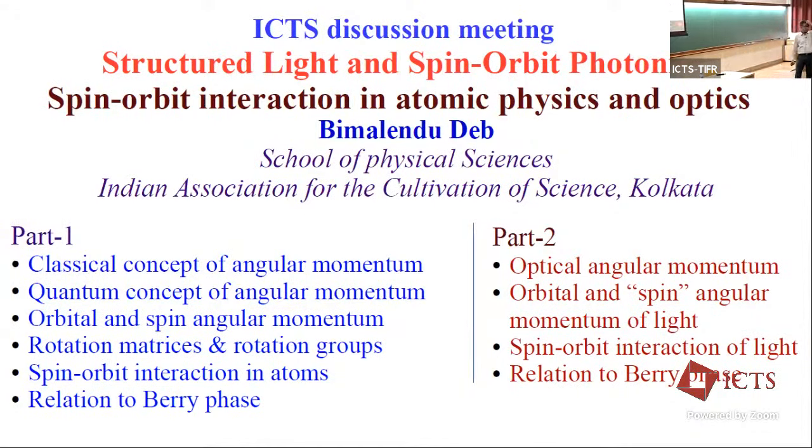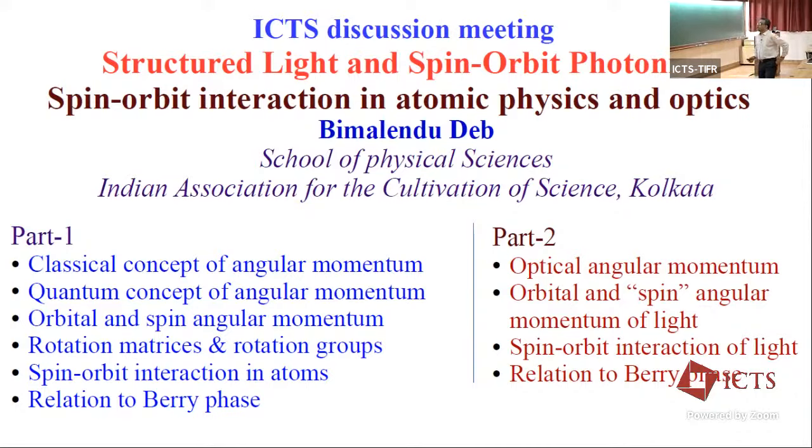So as you can see, the title is the basic introduction. I would keep my discussions at a very elementary level, at the level of master's students. Okay? So it's not for the experts. Spin orbit interaction in atomic physics: I would cover the atomic physics part in some detail, and then try to connect what we understand in atomic physics as spin orbit interaction. How does it translate into the optical domain? What is the connection? What is the analogy and the differences?